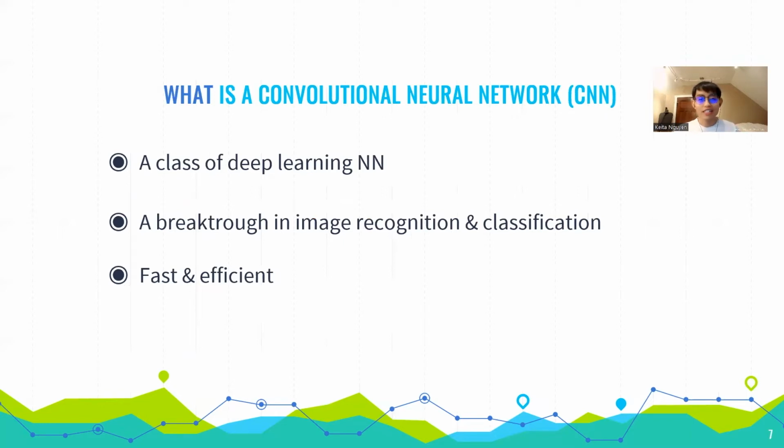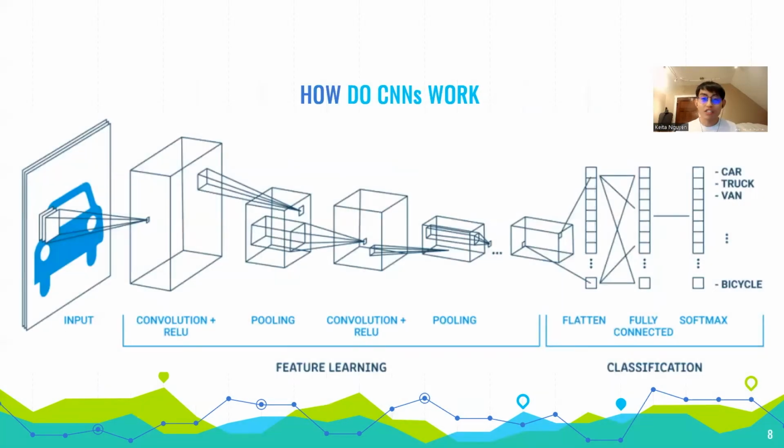It's a class of deep learning, and it is extremely popular and a breakthrough in image processing, analyzing, and classification. Very fast and highly efficient. How it works can be understood through this diagram right here. For the purpose of illustration, on this end, we have a set of different images of vehicles. Each has a predefined class, say cars, trucks, vans, or bicycle.